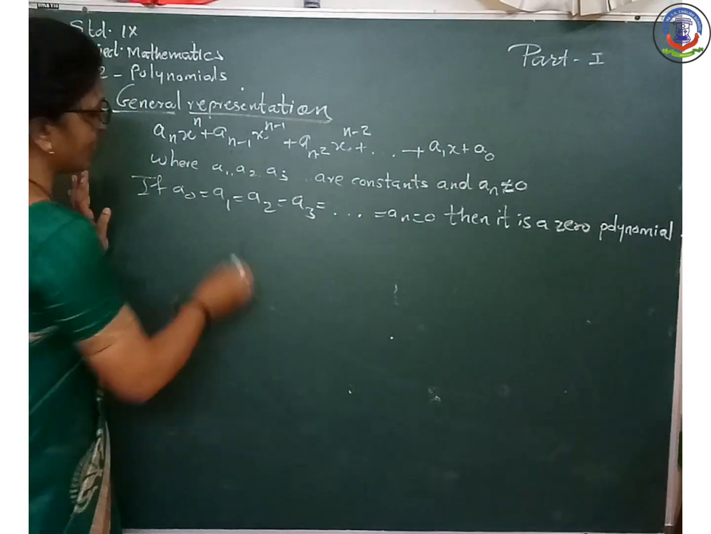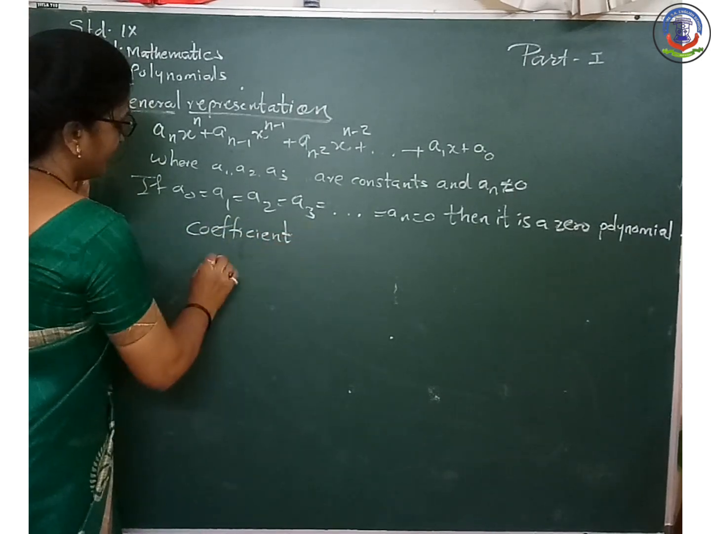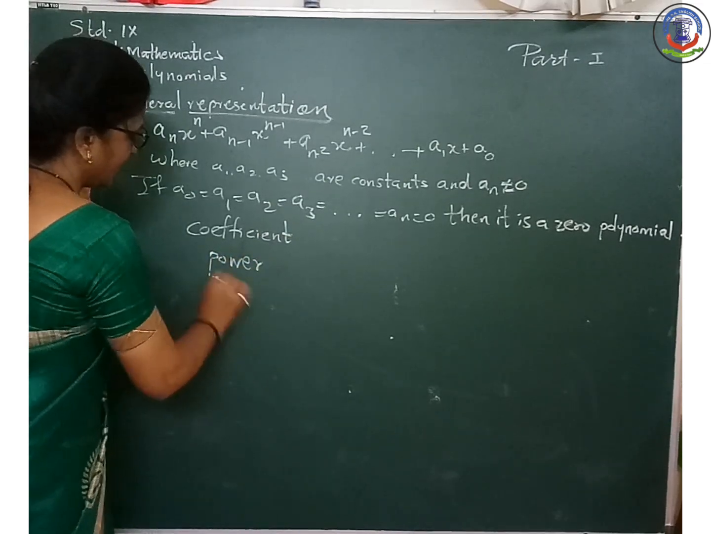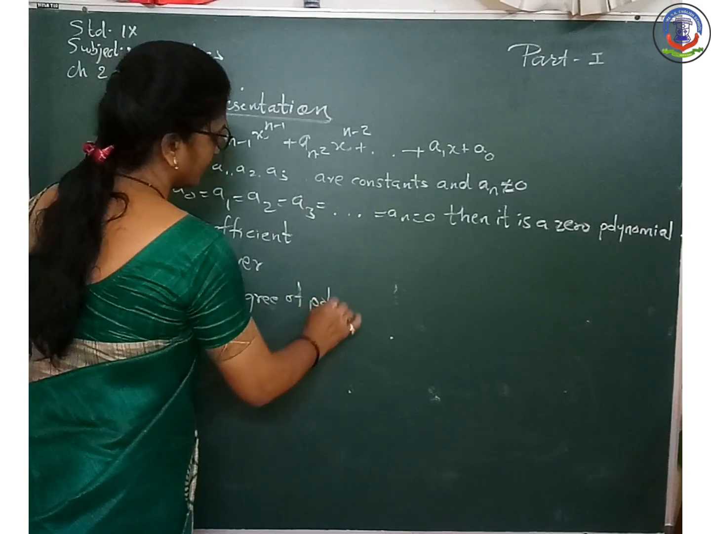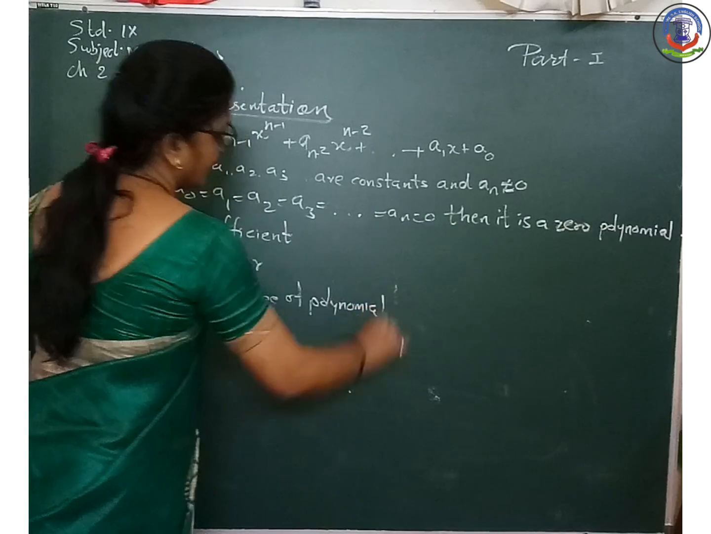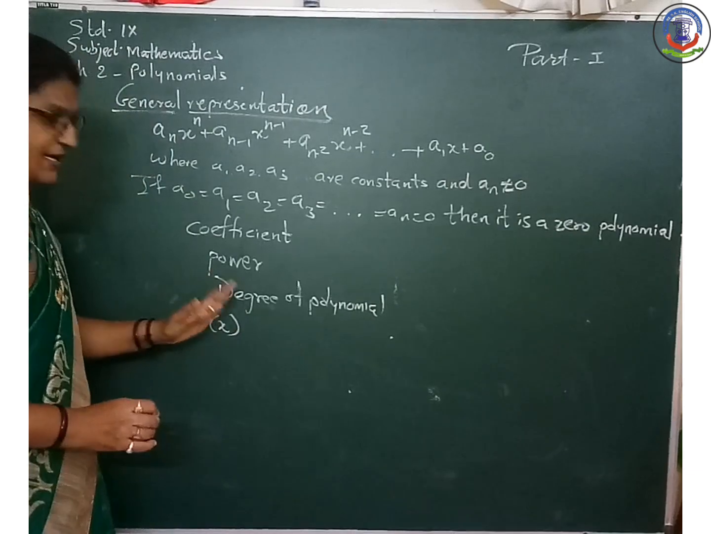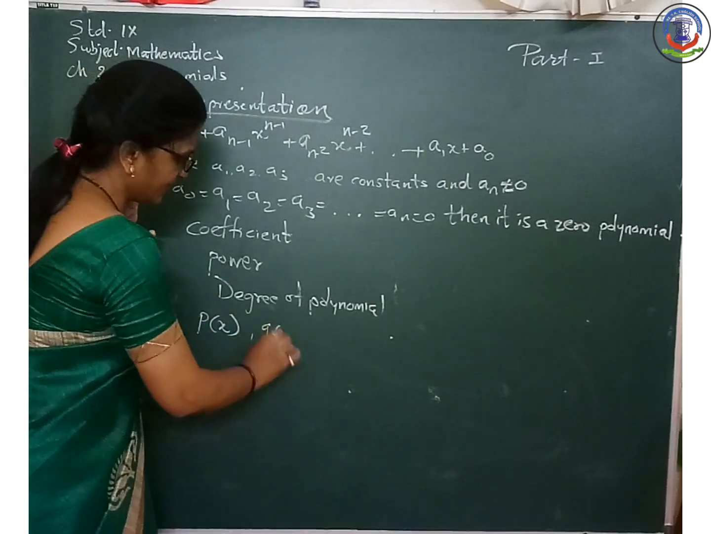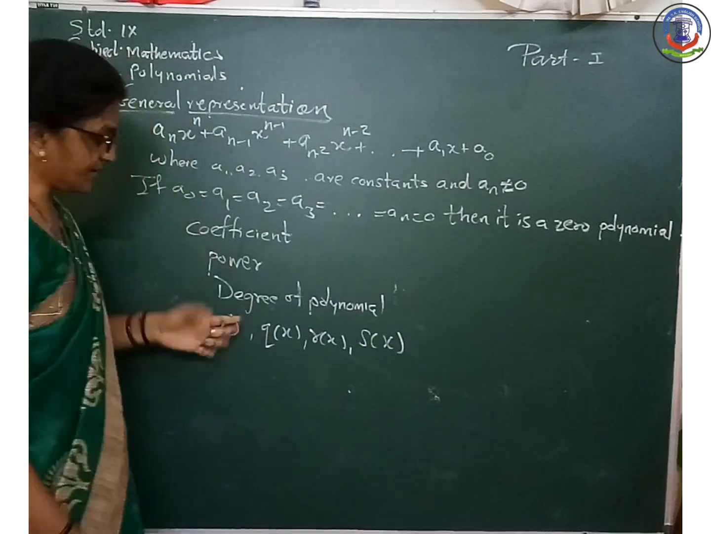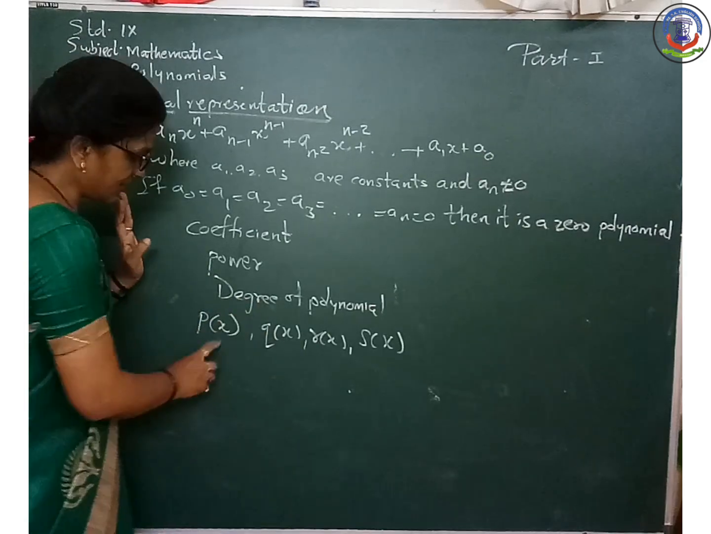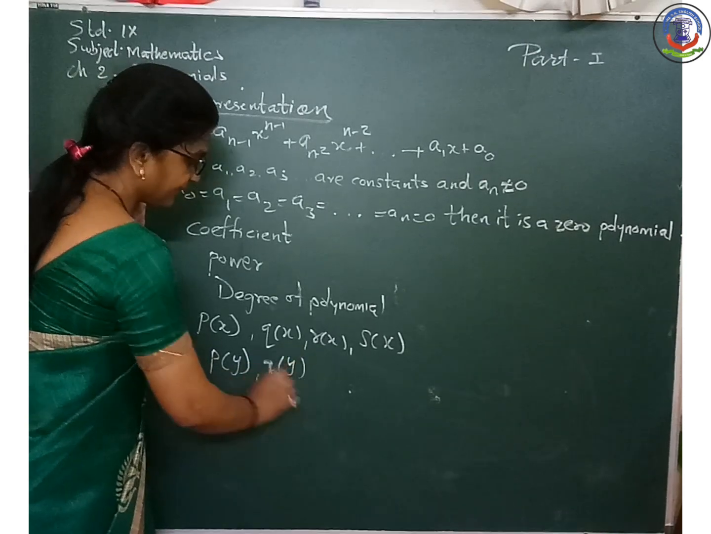Now we have already studied coefficient, then power and degree of a polynomial. If the variable x is used, then that polynomial is written as p(x). We can represent polynomials as p(x), q(x), r(x), s(x). Sometimes instead of x you can also use y. In that case, if you use the variable y, the polynomial can be written as p(y), q(y), r(y), etc.